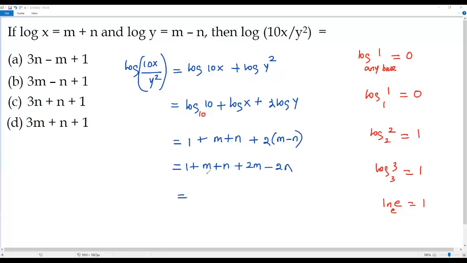And now we can combine. When I combine this m and + 2m, I'll be getting + 3m. When I combine this + n and - 2n, it will become just - n, and at last I have just 1, it's positive 1. So I just got the expression which is equivalent to the logarithm log 10x over y square, that is 3m - n + 1. I find this in option B. So the correct answer choice for this question is option B.